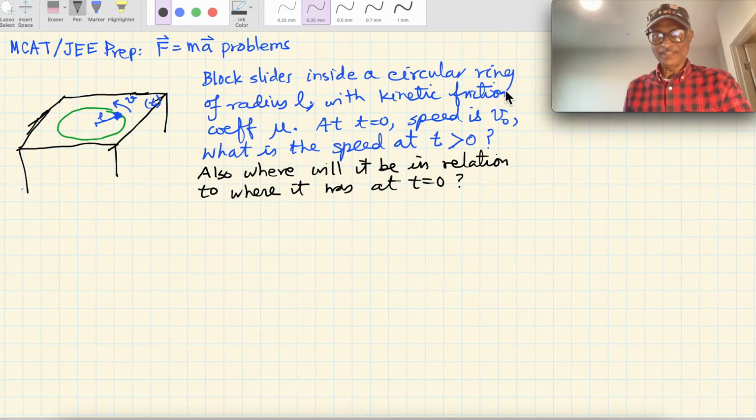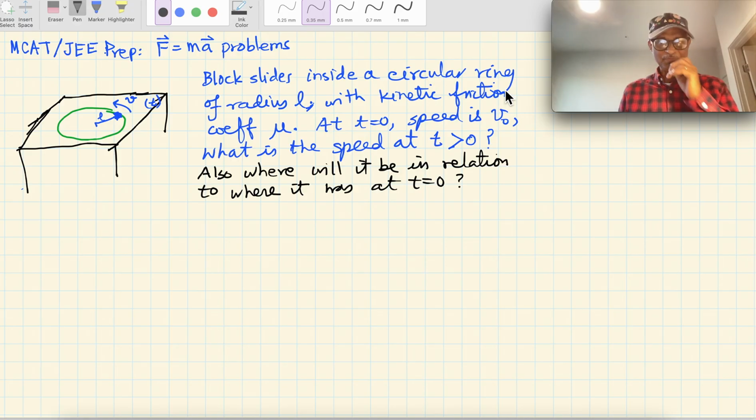So this is my second problem. I finished up the first one and posted it. Okay, so this is actually another good problem. You can read it.